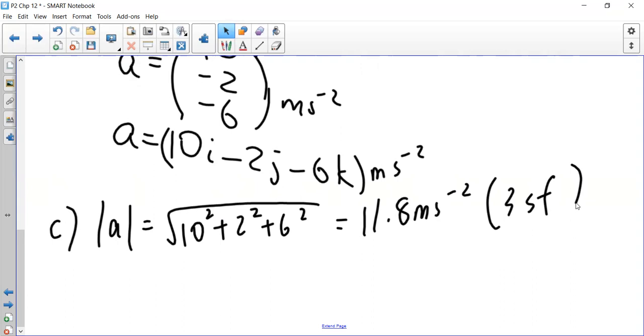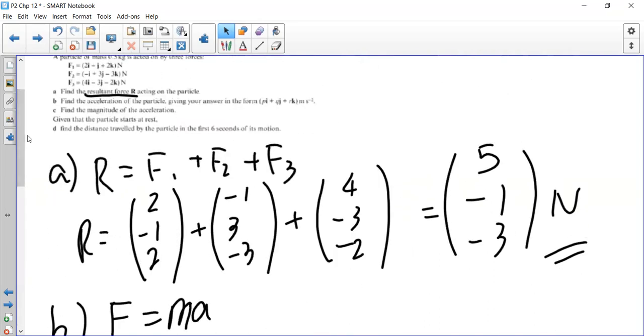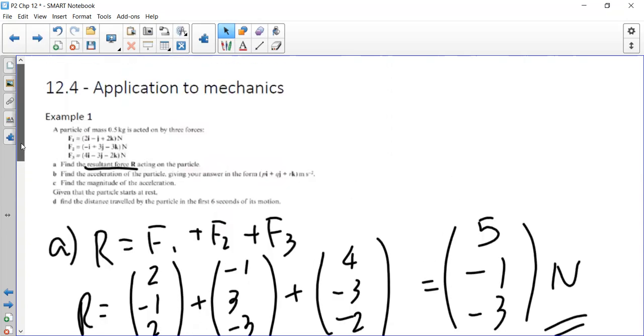Part D. I'm going quite fast in here because this is not difficult maths. We've done much harder things in mechanics. It's like teasing us. Part D: given that the particle starts at rest, find the distance travelled in the first 6 seconds. What comes to your mind first? Suvat. Time, distance, suvat. Okay, put it in here. To find distance, that means s must be unknown.